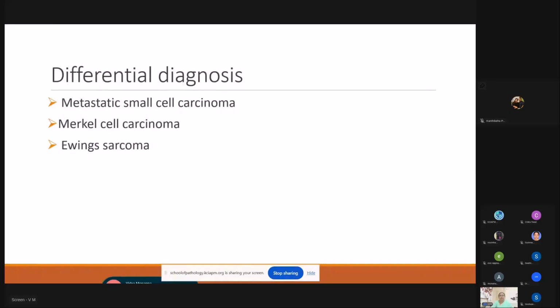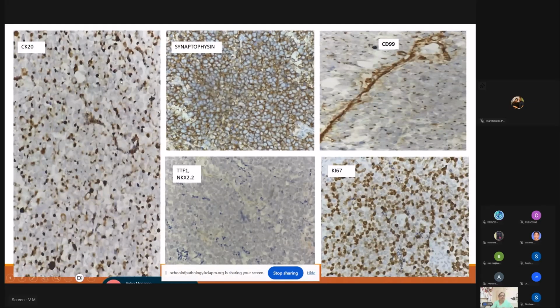So the differentials that we considered were a metastatic small cell carcinoma, Merkel cell carcinoma definitely, and just for completion, the possibility of an Ewing sarcoma was also considered. And these are the IHCs that were performed. The CK20 showing the classic perinuclear dot positivity, diffuse cytoplasmic positivity for synaptophysin. Was an interesting finding. Even CD99 showed a perinuclear dot-like positivity. But then we looked it up, and perinuclear dot-like positivity has been described in Merkel cell carcinoma as well.